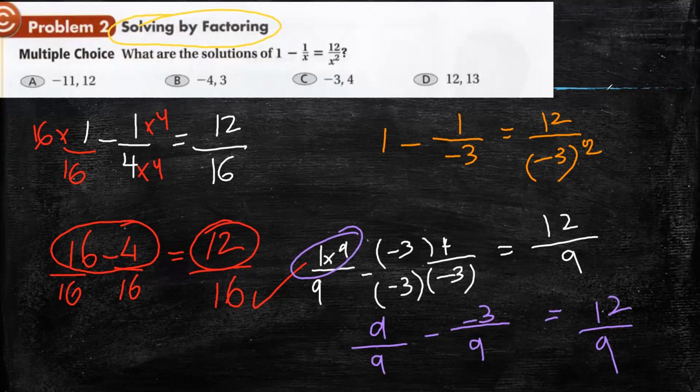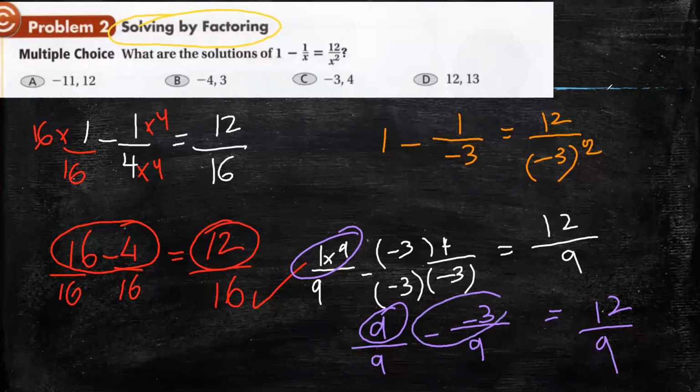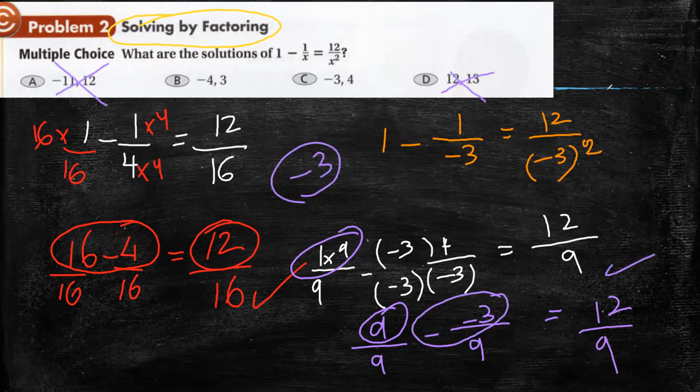Yes, teacher, because subtraction of a negative will change the sign: plus 3. So 12 over 9. Is it 12 over 9? Yes, ma'am. So that means, where's the solution? It's not 11 and 12. It's not 12 and 13. We say that we have negative 3 and 4. So this is not this one. So the answer here is C.